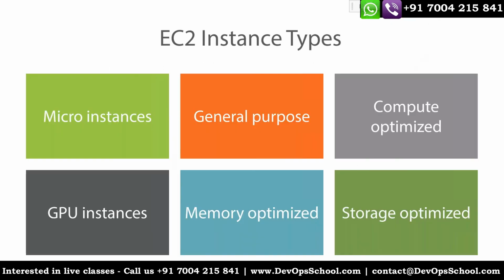Yeah. So now, instance type. This is pretty huge, guys. I don't want you to get lost here. Instance type means the CPU and RAM combination. Primarily, AWS has created these instance types based on certain criteria, such as micro instances, general purpose, compute optimized, GPU instances, memory optimized, and storage optimized. Again, so many options you'll have.